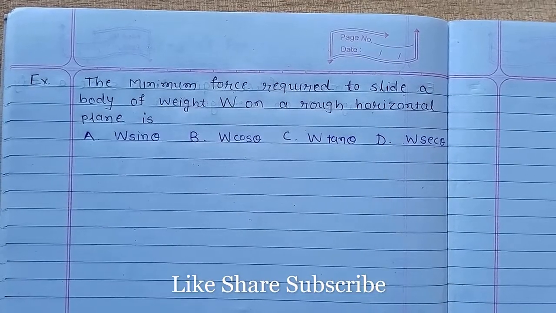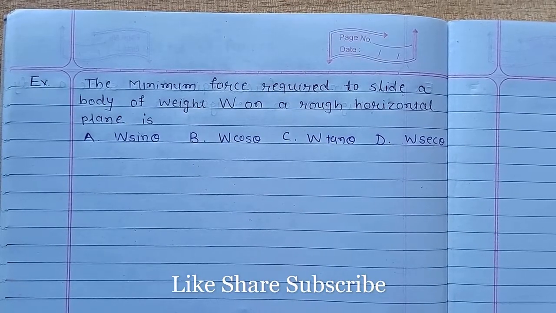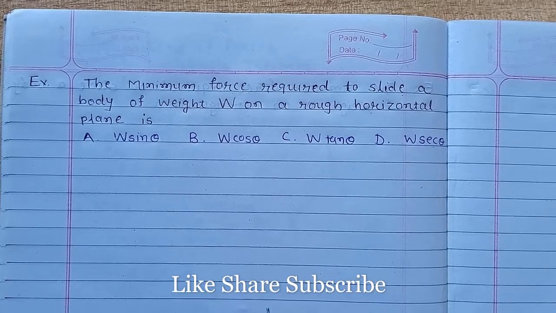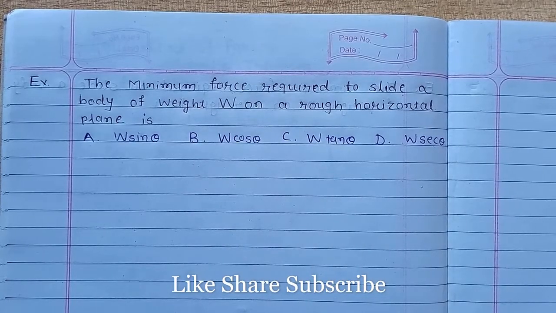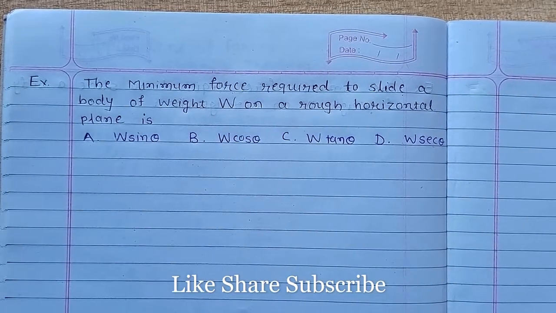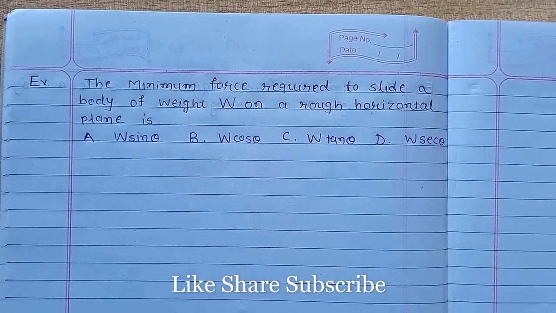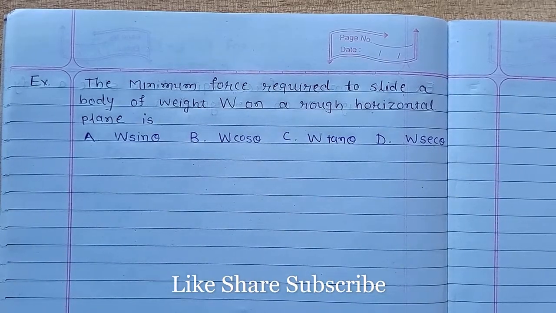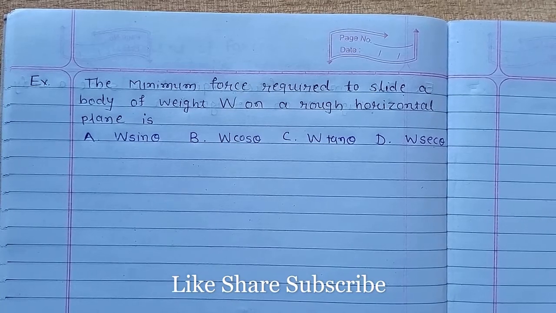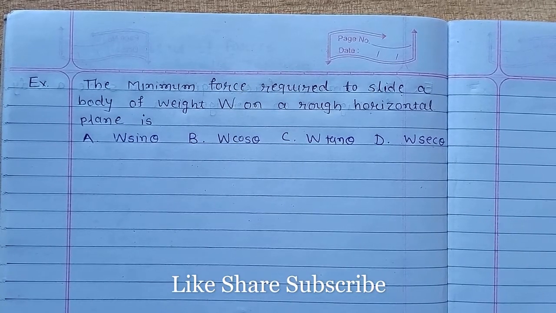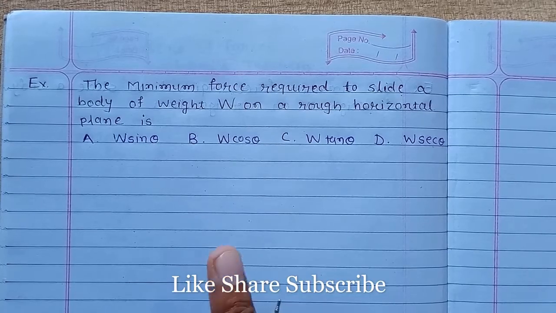In this video we will solve this problem related to the coefficient of friction on a sliding body on a rough horizontal plane. We have solved this kind of problem in the case of an inclined plane, when a body is lying on an inclined rough plane. I suggest you watch that video first and then come back here. You can watch that video by clicking on the I button. So let's solve this problem.